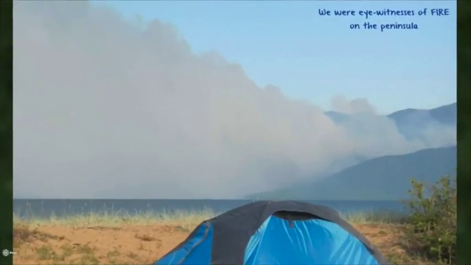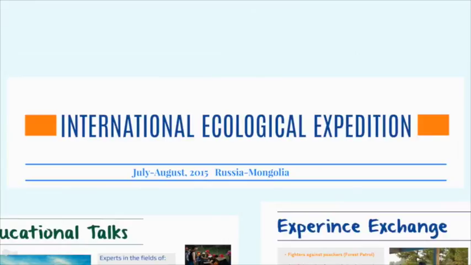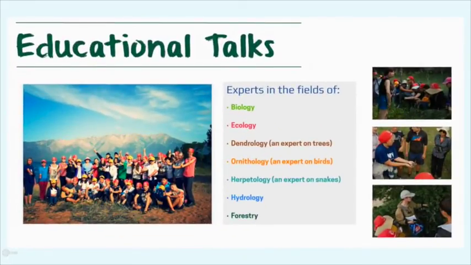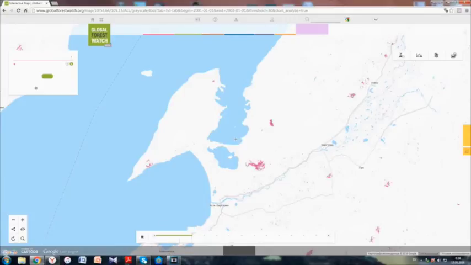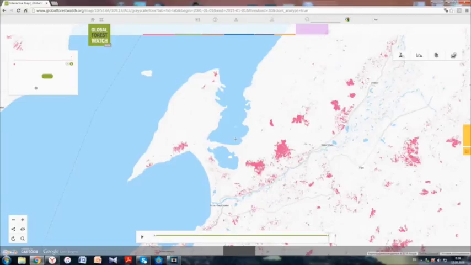Does this forest have problems? Yes, it has. There are many of them, but the main problem of this area is fires. There, we took part in an international ecological expedition. During this time, we listened to many lectures about various environmental issues and held a number of practical observations and studies. So here's what we got. According to the information of Global Forest Watch, we analyzed the forest changes in this area during the period from 2001 to 2014. As you can see, the loss of trees has increased almost four times.